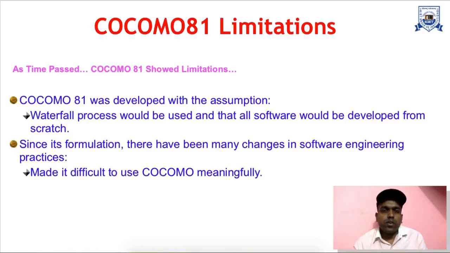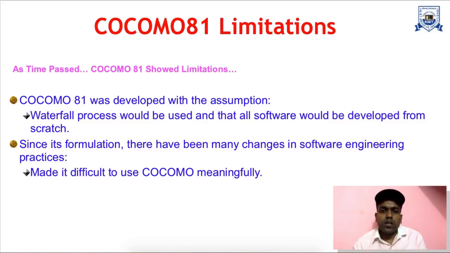As I told you, after COCOMO 1, COCOMO 2 came because of various limitations in COCOMO 81. COCOMO 81 was developed with some assumptions. Since it was developed around 1981, very few models existed at that time, and the waterfall model was the popular model. In the waterfall model, software is basically developed from scratch. So this model was used for calculation and all.